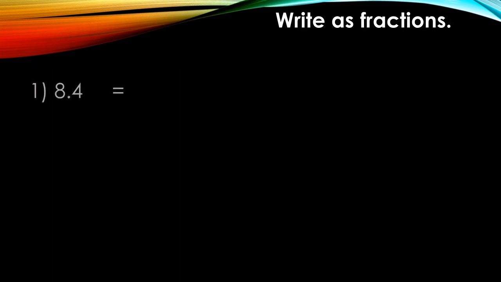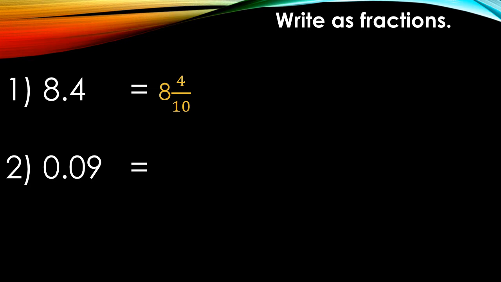Let us solve one more question. Write as fractions. Question number 1. 8.4. See, in this question, 8 is a whole number. So write 8 as it is, and 0.4 means 4 upon 10. So the answer is 8 and 4 upon 10. Question number 2.